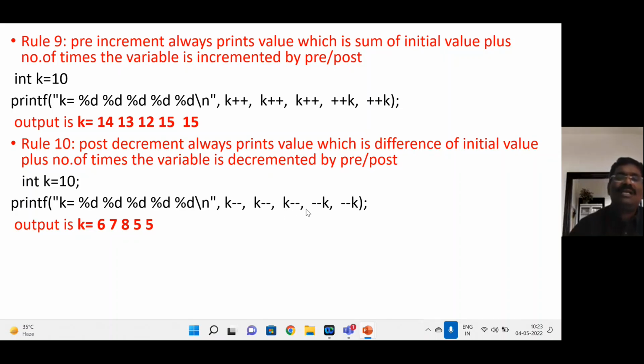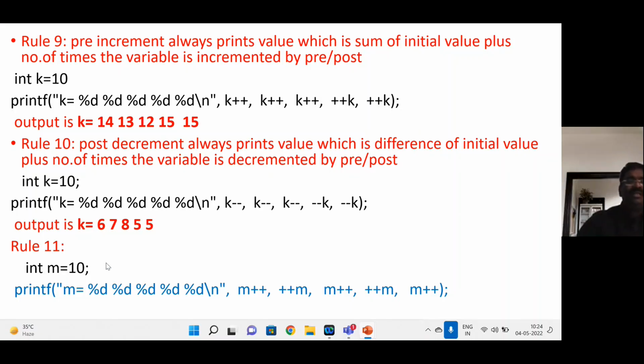Here k minus minus means 2 decrements are there, so 10 minus 1 is 9, minus 1 is 8. So 8 is printed. After that 8 is decremented by 1 and 7 is printed, and next 6 is printed. The output you get is 5, 5, 8, 7 and 6. There may be some confusion, but always think of the last one. So this is the 10th rule.